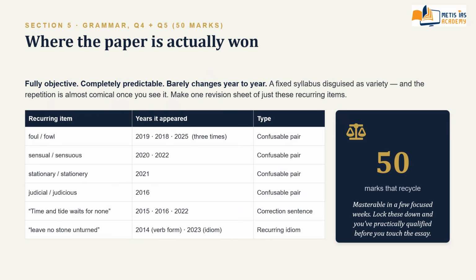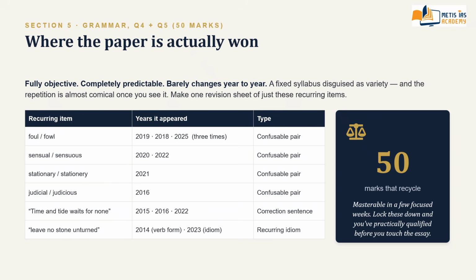Then we are moving to question number 4 and 5. That is the grammar sections, where the paper is actually won. Question number 4 and question number 5 combined are 50 marks. And this is my central thesis for the whole master class. This is where toppers, where disciplined candidates separate from everyone else. And almost nobody prepares it properly.